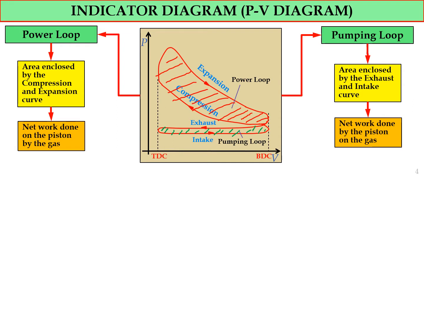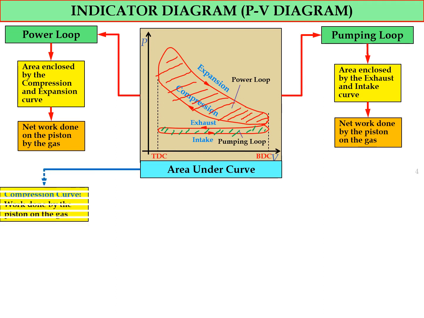So you should please take note and look carefully here. The power loop is the work done on the piston, whereas the pumping loop is the net work done by the piston on the gas. So there's a difference here between work done on the piston and work done by the piston.